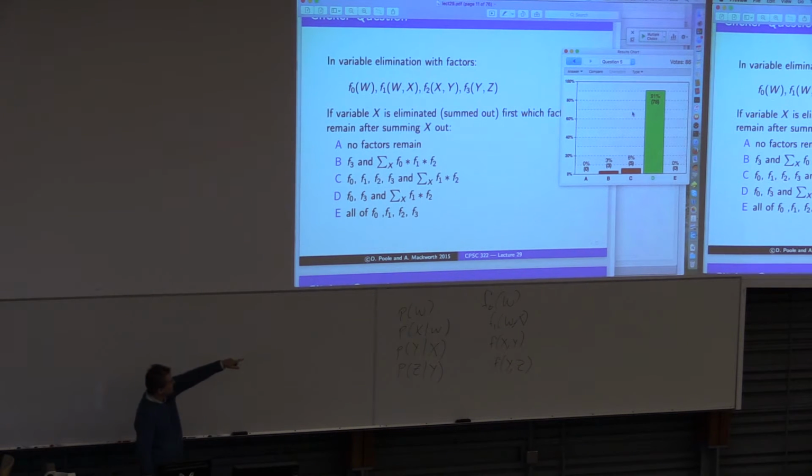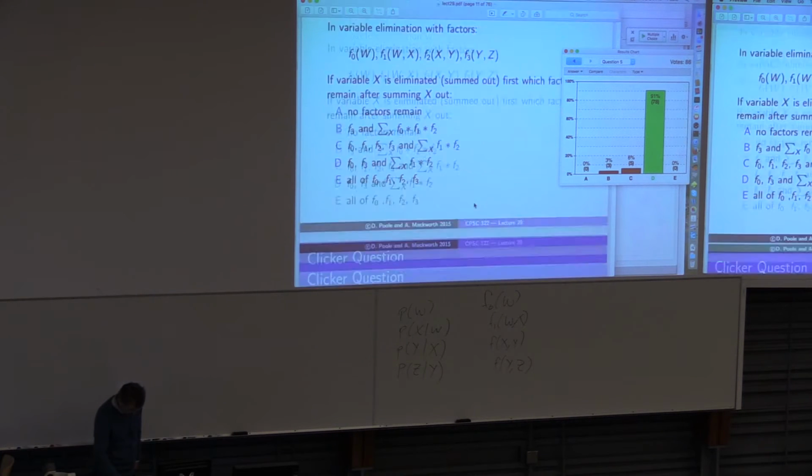C is not right, you get rid of F1 and F2 when you eliminate them. They no longer exist, you've got rid of them. And B is, well, you don't multiply F0. Okay, any questions about that? And we'll do the last one.